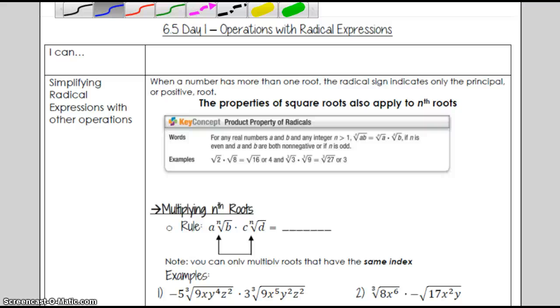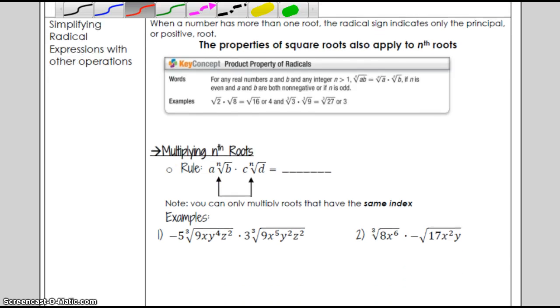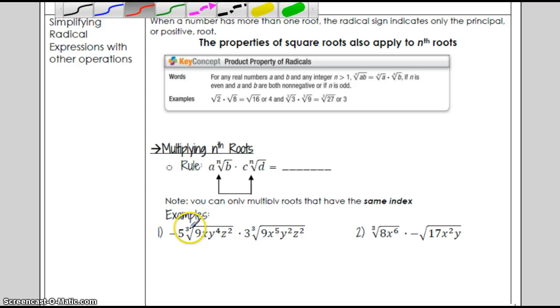All right, so this is 6-5 day 1. We're going to look at multiplying and dividing in this lesson. It's really important that when we go to multiply, we look at our index here and make sure that they are the same, because we cannot multiply radicals that have different indexes. So that's some examples that you see up here.